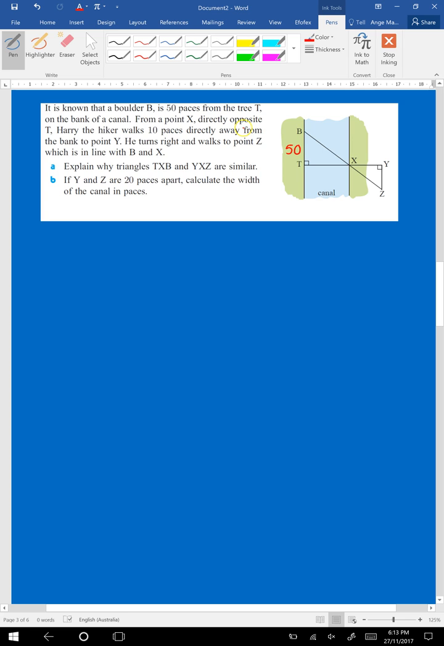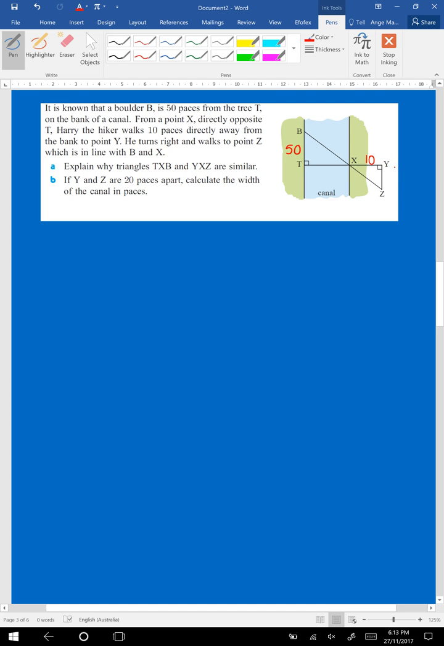From a point X directly opposite T, Harry the hiker walks 10 paces directly away from the bank to point Y. So he's walked directly away. We've got 10 over here. He turns right and walks to point Z, which is in line with BX. Okay. Explain why triangles TXB, so this triangle here, and YXZ are similar.